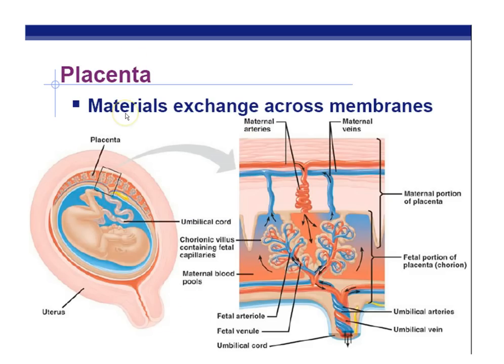Now the placenta is an exchange location across membranes. Basically, the placenta is located right here, and as you can see, we have the fetal arteries and veins and the maternal arteries and veins. And there is some separation between those two, but not much. And basically what we're doing is we're going to allow some things through, but not everything through.